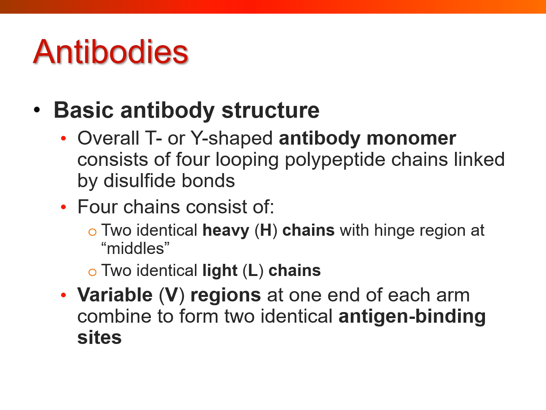Now, when we look at this Y-shaped structure, it has 4 chains, and there are going to be 2 identical heavy chains, which are somewhat hinged in the middle, and then there's going to be 2 identical light chains. Now, there's going to be a variable region at each of the arms of our Y structure, and these are going to be the areas where the antigens are going to bind.